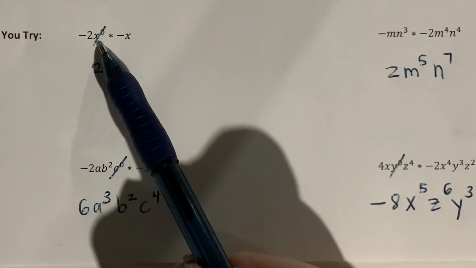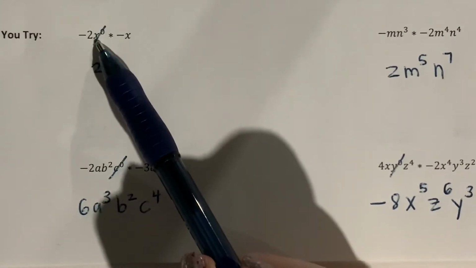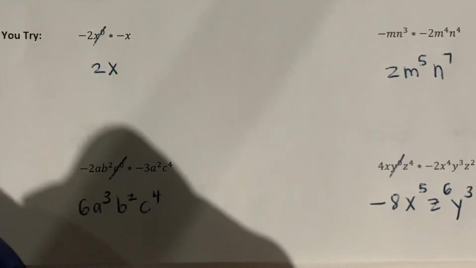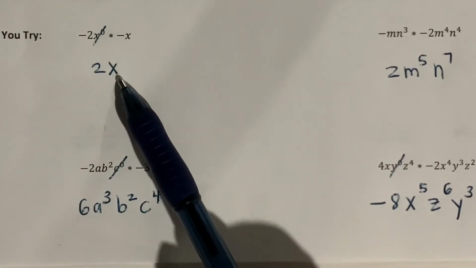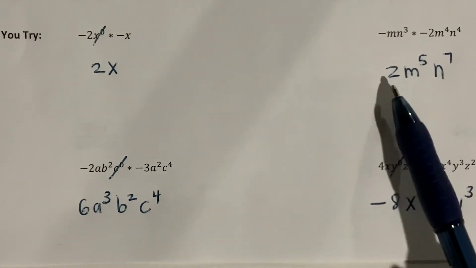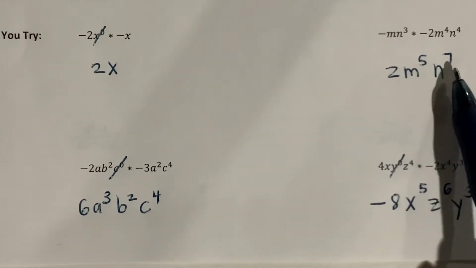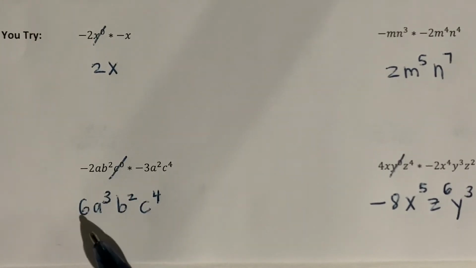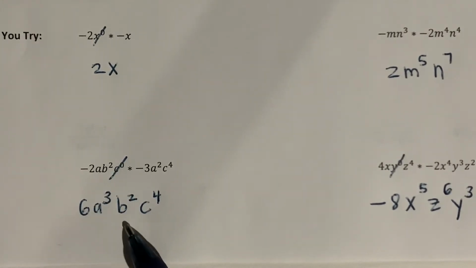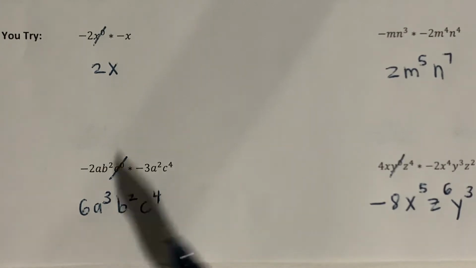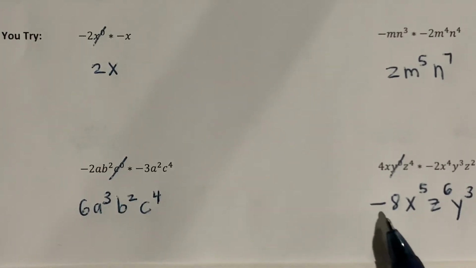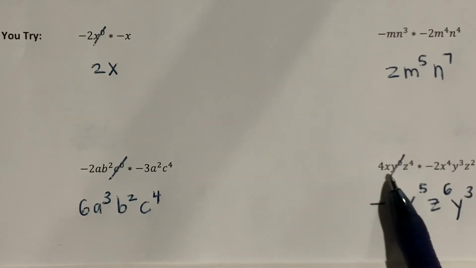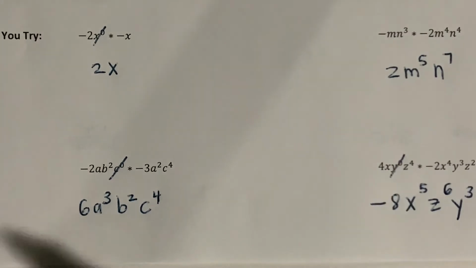Anything times 1 is just itself. So I often like to put a slash through it because anything times 1 is just itself, or you can think of it as dropping out of the problem. So on the first U try, I had 2x. Second U try, I had 2m to the 5th, n to the 7th. Third U try, I had another 0 power rule there. So I ended up with 6, a to the 3rd, b squared, c to the 4th. And on the last U try, I had -8, x to the 5th, z to the 6th, y to the 3rd, being careful of yet another 0 power rule there.